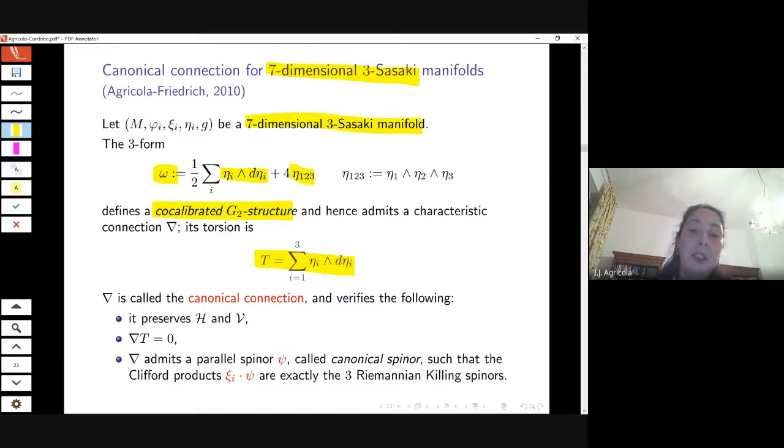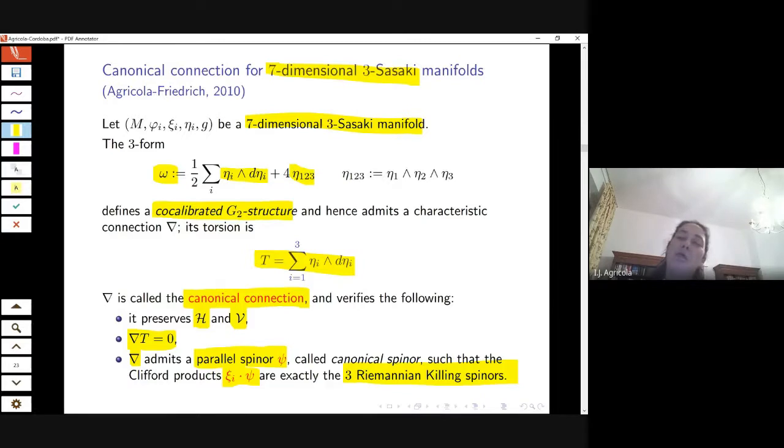This is called the canonical connection of a 7-dimensional free Sasaki manifold, and for good reason, because this connection has beautiful properties. In particular, it preserves the horizontal and the vertical space distribution. It has parallel torsion. It admits a parallel spinor psi, which is called the canonical spinor, and this is automatic because G2 is the stabilizer of a generic spinor in dimension 7. So whenever you have a G2 connection, it automatically gives you for free a parallel spinor. So you take the spinor, and then you realize that if you build the three Clifford products of that spinor with the three Reeb vector fields, these are exactly the three Riemannian Killing spinors of any free Sasaki manifold.